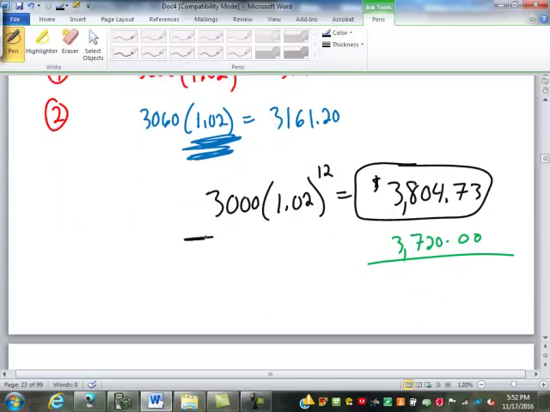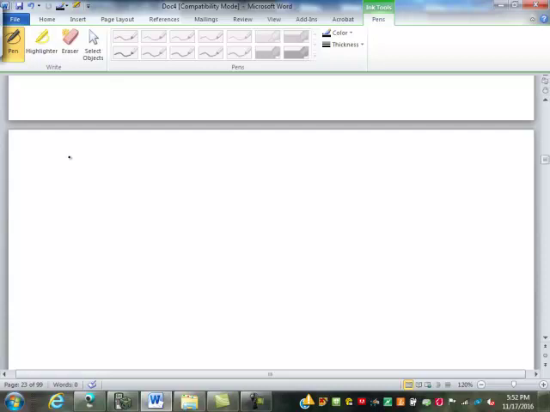Now, a lot of things happen here in this calculation. So we're going to define that formula right there. Before we do that, I want to lay out some vocabulary.